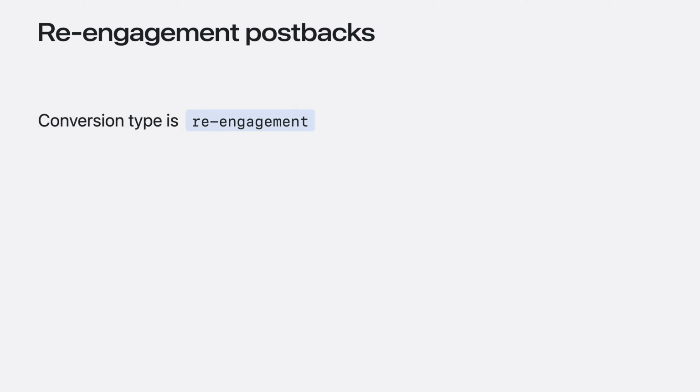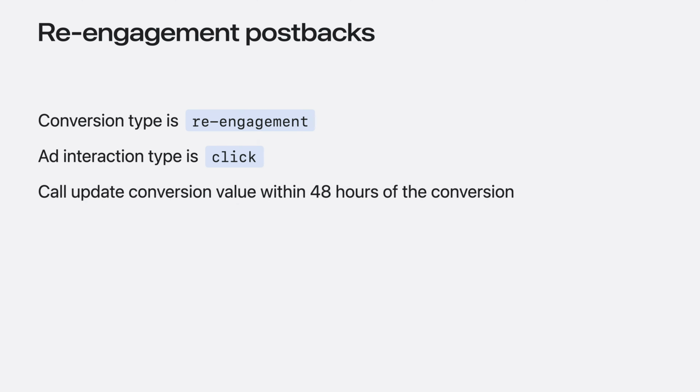The conversion type key in the postback will have the value of re-engagement. Re-engagement conversions can only have the click ad interaction type. View-through re-engagement is not supported by Ad Attribution Kit. The first call to update the conversion value must be made within 48 hours of the conversion. Re-engagement postbacks can be selectively updated separate from installation postbacks. I will show you how.